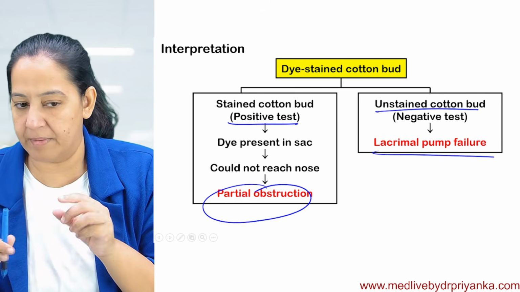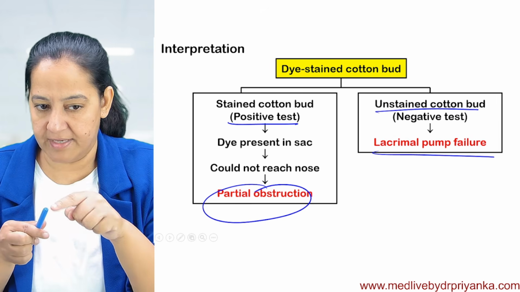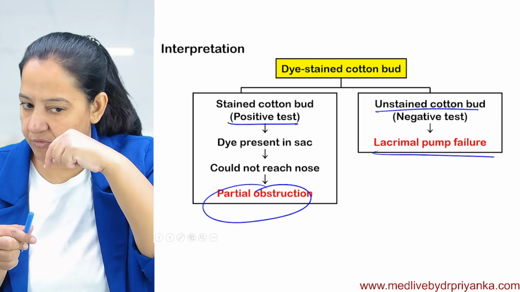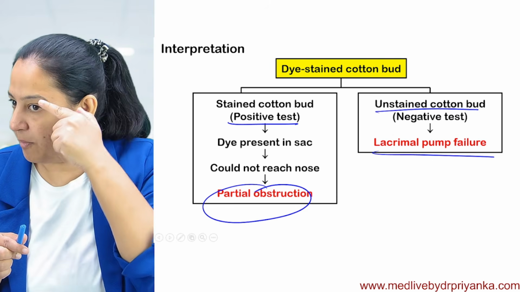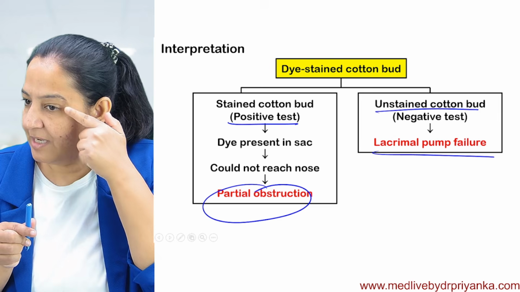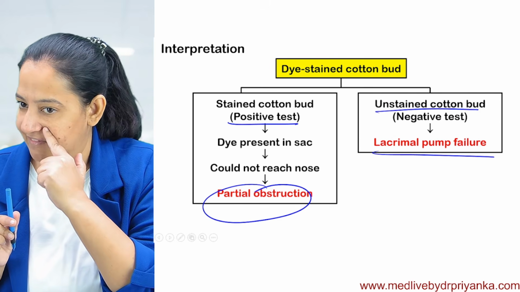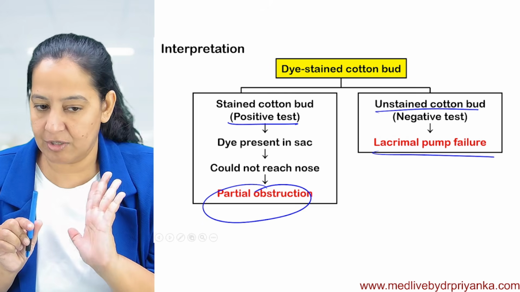After 5 minutes, take the cotton bud and see whether the fluorescent dye you instilled is staining the cotton bud. Yes or no? If it is staining, there is free flow, so there is no problem in the drainage. The problem is in the gland. So if it is stained, the test is positive, and the problem is in the gland. If it is unstained, there is obstruction, some partial obstruction at some level. So the test is negative, and the cause is Epiphora.